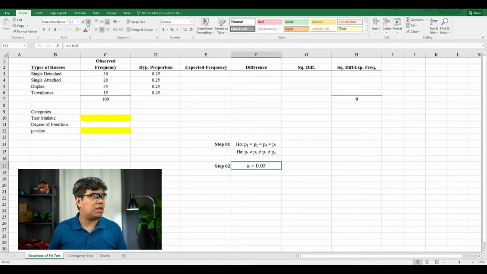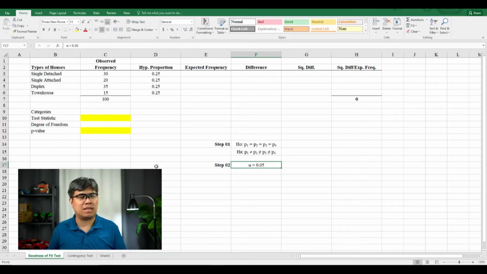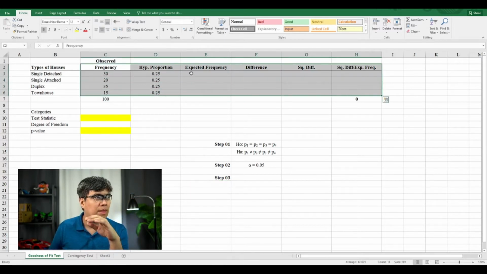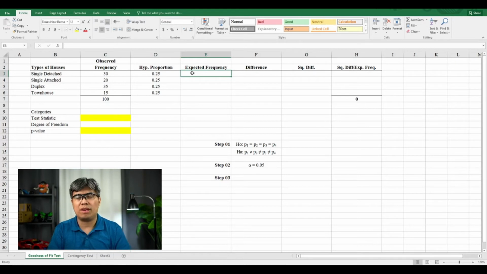And then step three is identifying the test statistic. Since our test statistic is the chi-square, we need to solve the rest of the columns. To determine the expected frequency, you first need to determine the total observed frequency and multiply it by each individual hypothesized proportion.